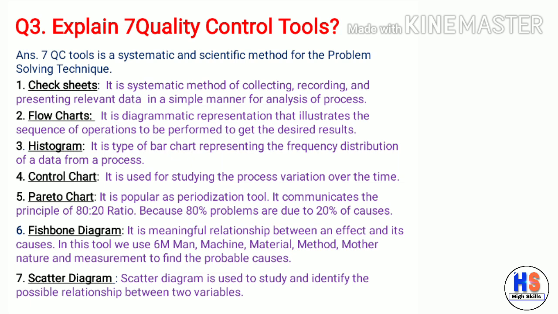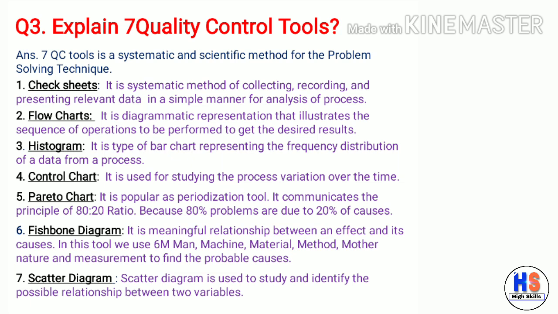What is control chart? It is used for studying the process variation over the time. What is Pareto chart? It is popular as prioritization tool. It communicates the principle of 80-20 ratio because 80% problems are due to 20% of causes.